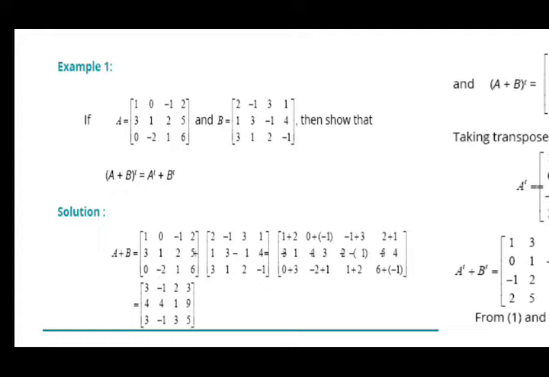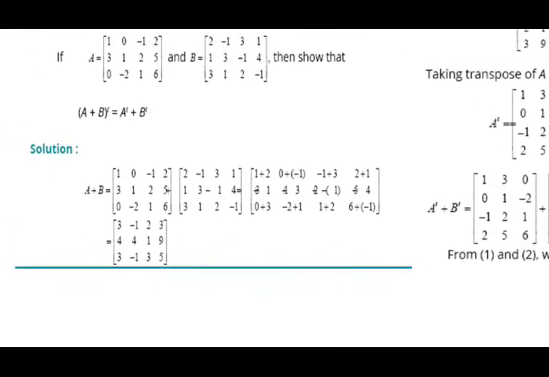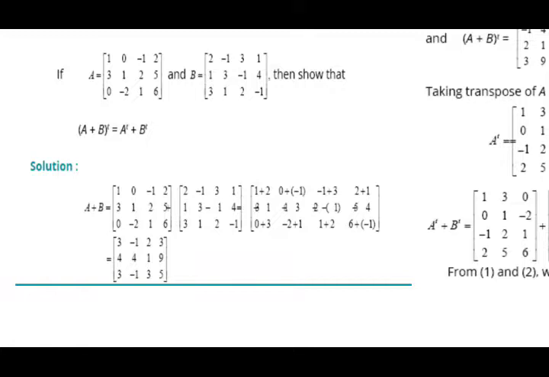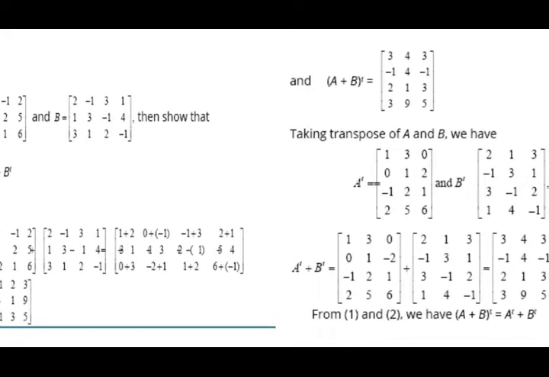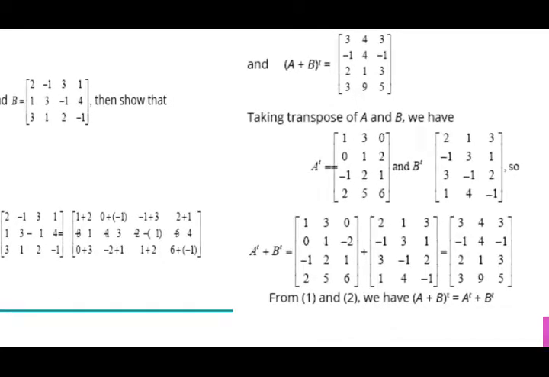Here is the first example. We show that (A plus B) transpose is equal to A transpose plus B transpose. First of all, we find the sum A plus B. We add these two matrices, then find its transpose by interchanging rows into columns. Then for the right hand side, we find A transpose and B transpose, and then add these values. Transpose is the same, we change rows into columns.